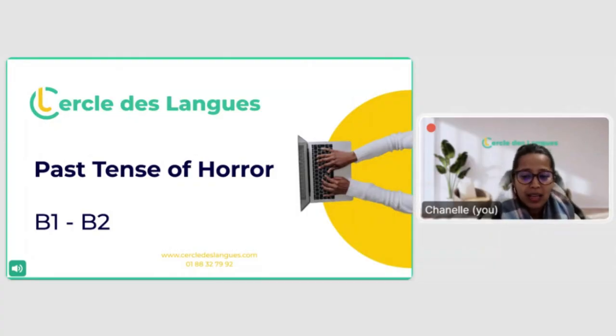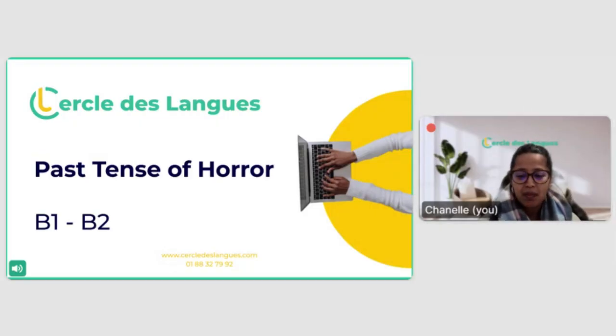We are going to be looking at the past tense of horror. As we know, tonight is Halloween, so they have created a theme around this evening, but we will be looking at the past tense. This evening's conference is level B1 to B2.